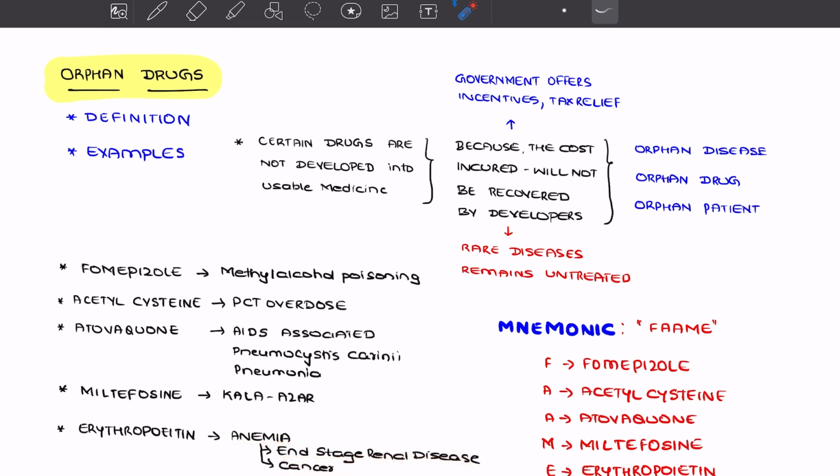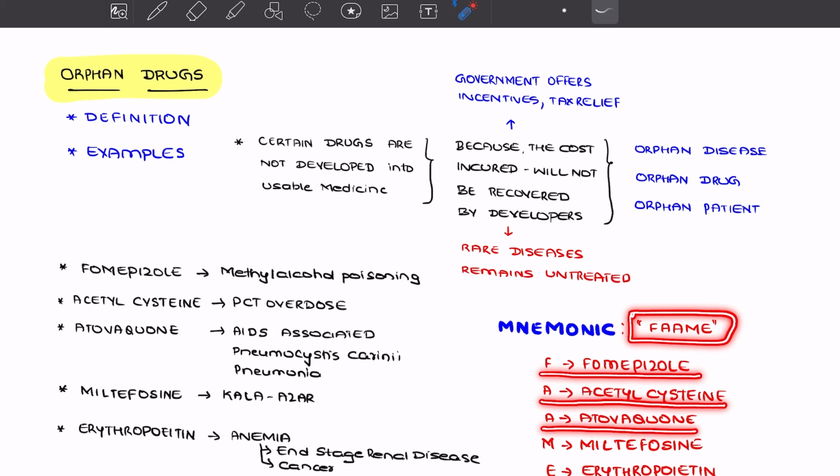So how to remember the examples for orphan drugs? There is a mnemonic, you can remember it as FAME. Orphan, FAME, orphan, FAME. F stands for fomepizole, which is used in the treatment of methyl alcohol poisoning. A stands for acetylcysteine, which is used in the treatment of paracetamol toxicity. A stands for atovaquone, which is used in the treatment of AIDS-associated Pneumocystis carinii pneumonia. M stands for miltefosine, which is used in the treatment of Kala Azar. And E stands for erythropoietin, which is used in the treatment of anemia produced due to end-stage renal disease as well as anemia in cancer patients.